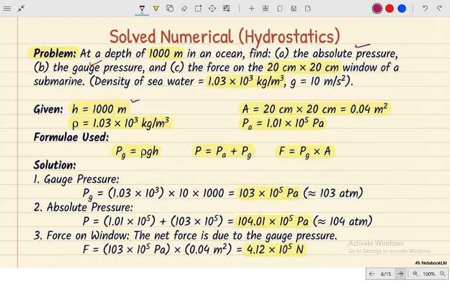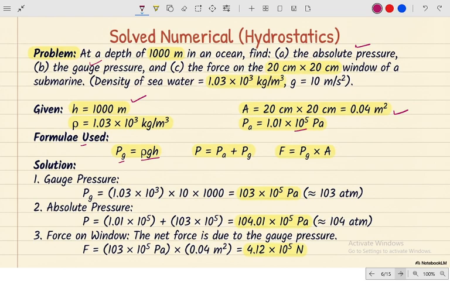So what is given? Height is given, 1000 meter. Area is given, 20 into 20 centimeter, that is 0.04 meter square, we change into meter square, and rho is 1.03 into 10 power 3 kg per meter cube. Pa is 1.01 into 10 to the 5 Pascal, it is atmospheric pressure. So formula used: gauge pressure is rho g h, you know this one. And absolute pressure P equals Pa plus Pg. And F equals gauge pressure into area.